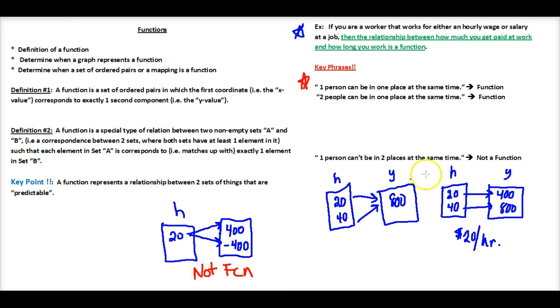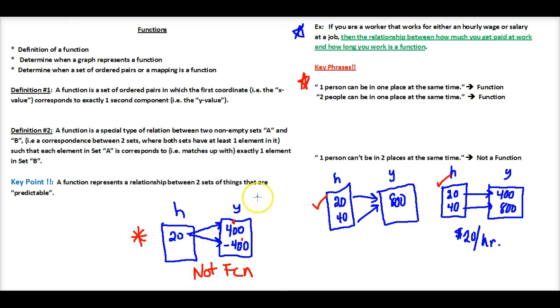So here is the first example, one person being in one place. This is the example of two people being in one place. But here we know we can't have one person trying to be in two different places at the same time. That's not predictable. And since it's not predictable, we can't call this relationship in between these two sets here a function. And so, in short, this is how we determine whether we have a function or not.